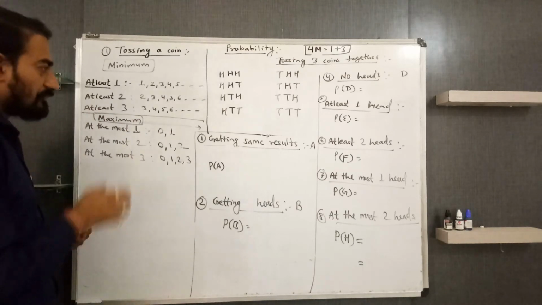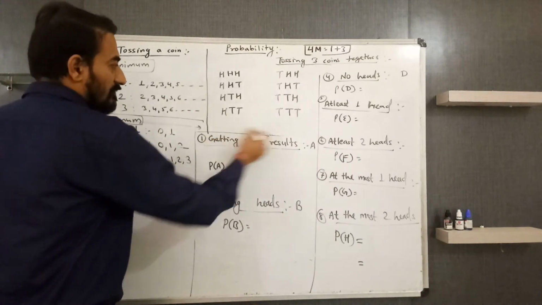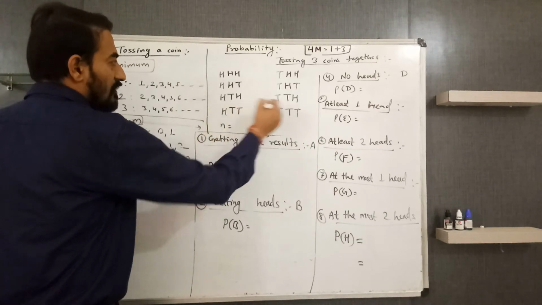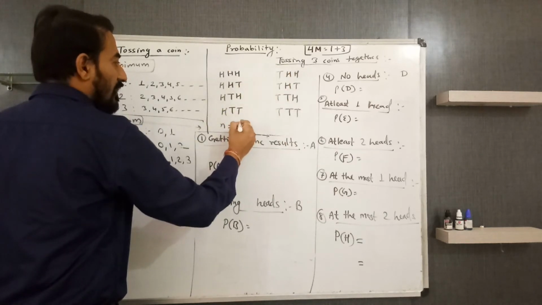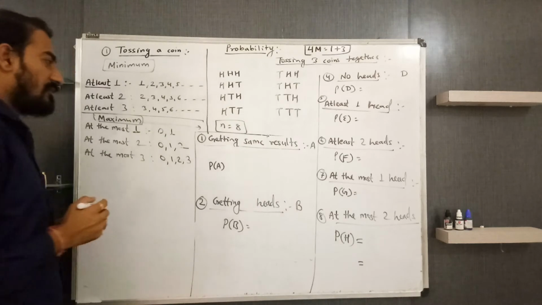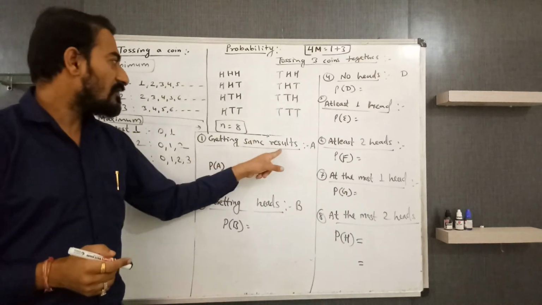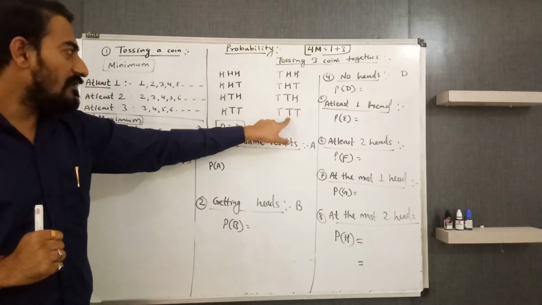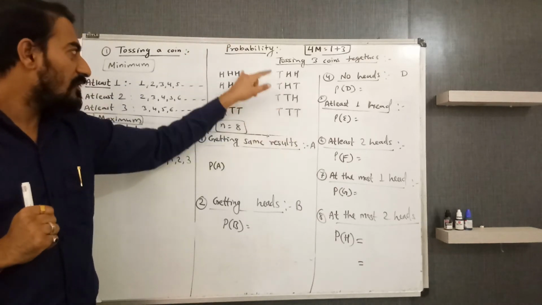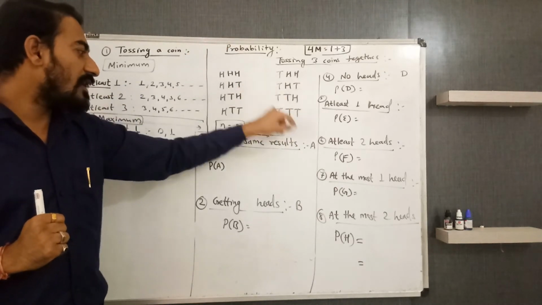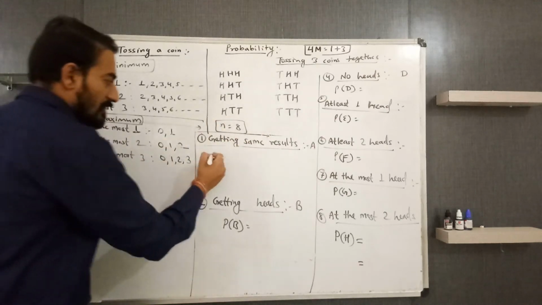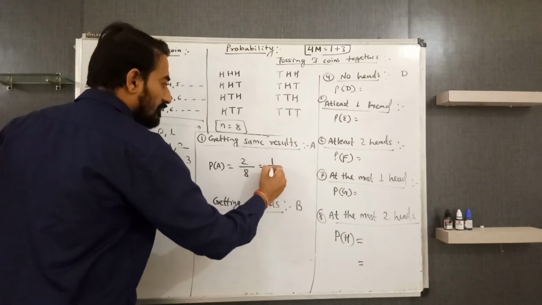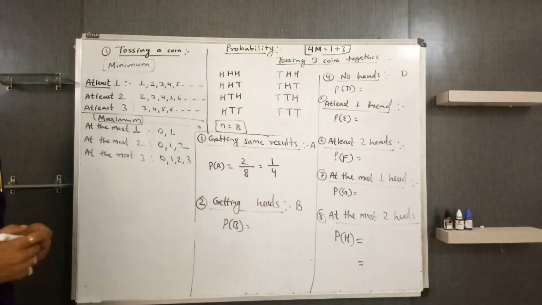Now next, the event of getting same results. For that, first we have to find n. So here, total how many outcomes? 8 possible outcomes. Getting same results: head head head, same results we have. Tail tail tail, same results we have. So 2 results we have same. So its probability will be 2 by 8, which means 1 by 4.